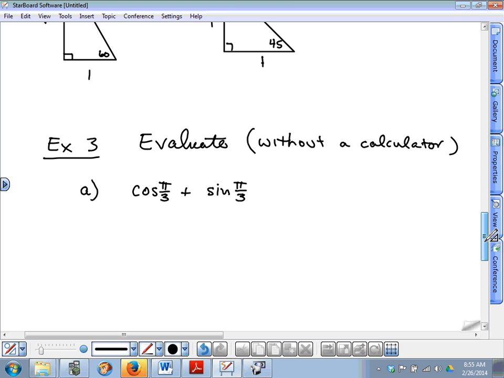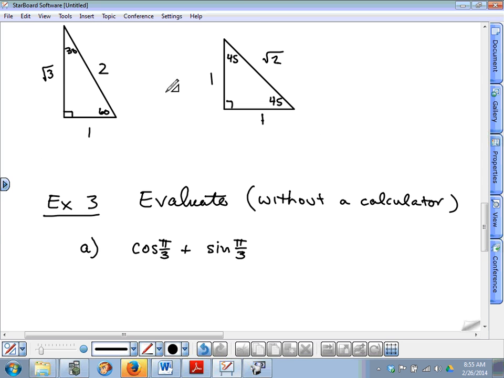Now, this question follows our discussion of special right triangles, so it would be safe to assume that we're going to have to use the special right triangle on this problem.